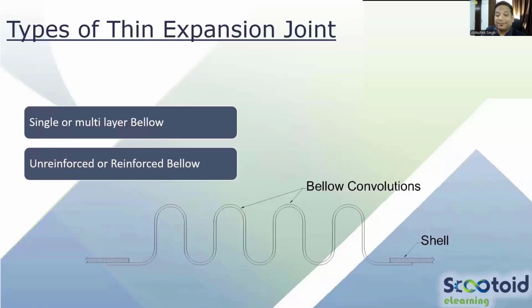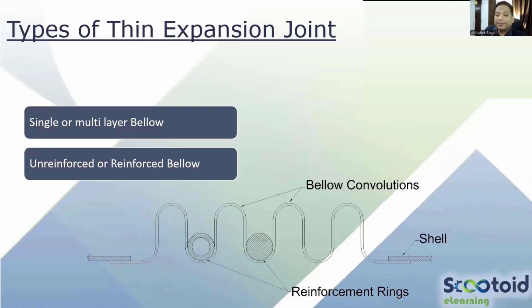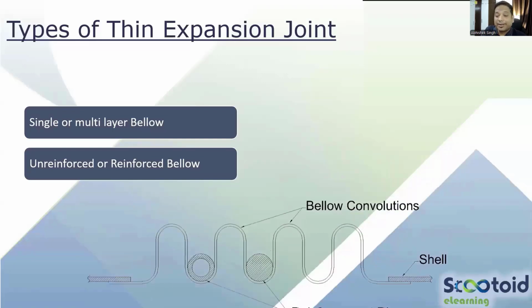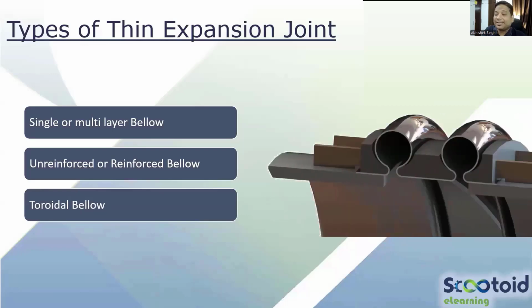Then you may have unreinforced, where there is no reinforcement provided to the bellow, or you can have reinforcement provided. You can provide a ring kind of thing so that it will be more rigid. So reinforcement rings can be provided, or the shape itself can be toroidal. A toroidal shape will give good strength compared to a normal bellow. That also can be used if your application is a little bit critical, but definitely it will be much costlier than a normal bellow.